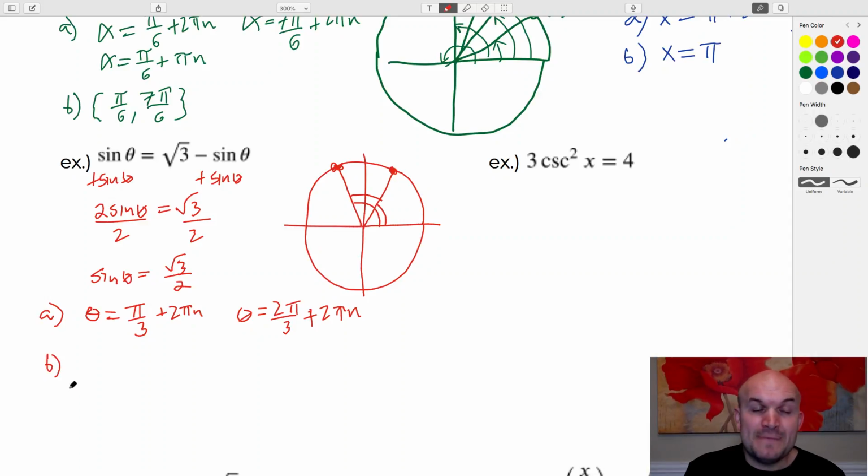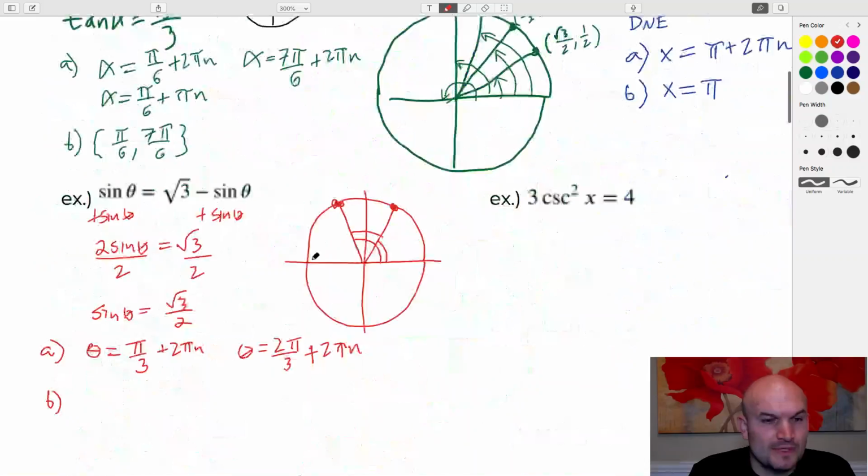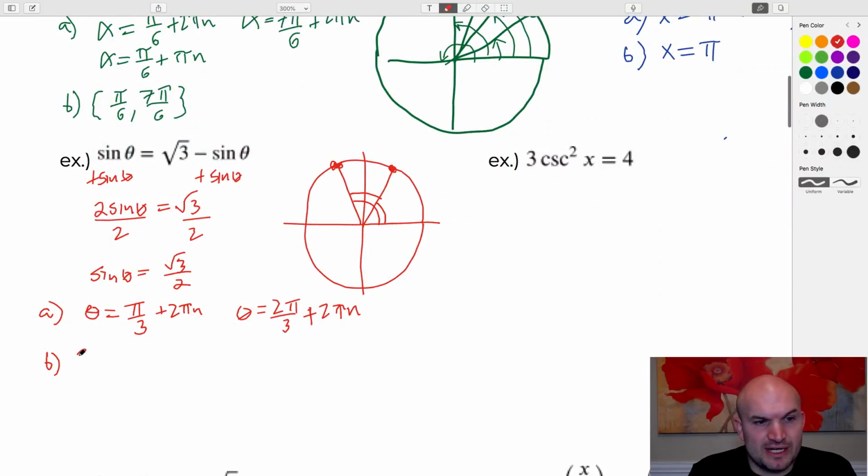And then for B, B is going to be find all the solutions between 0 and 2 pi. So obviously that one's kind of nice because I can just write this as a solution set as far as just what's on the unit circle.